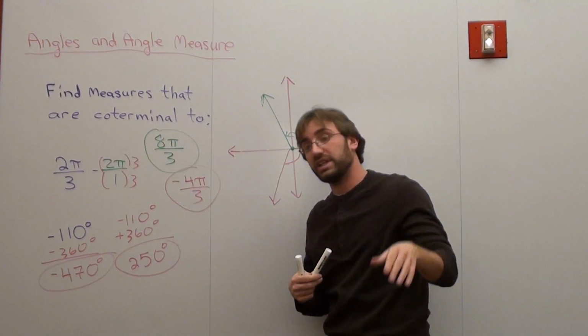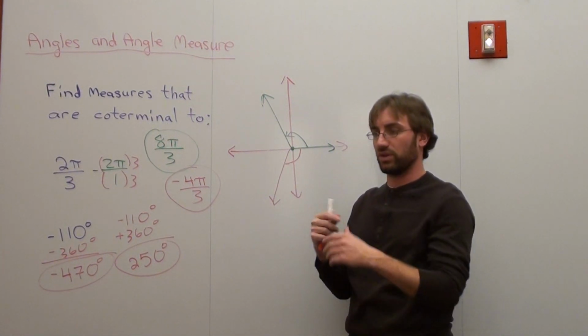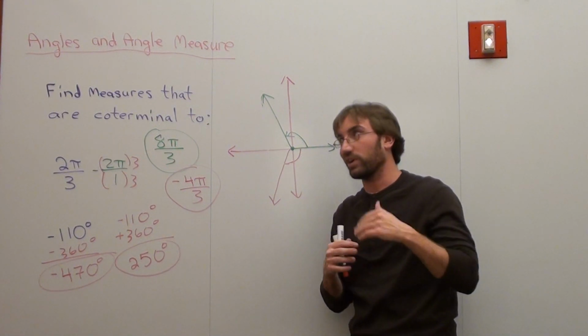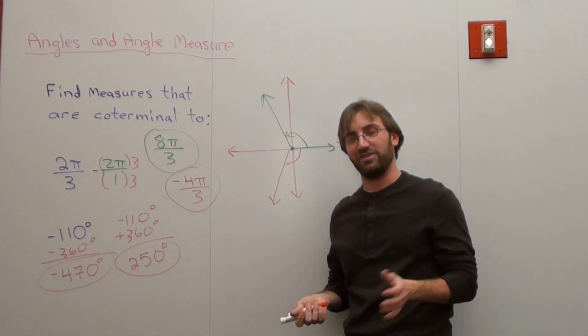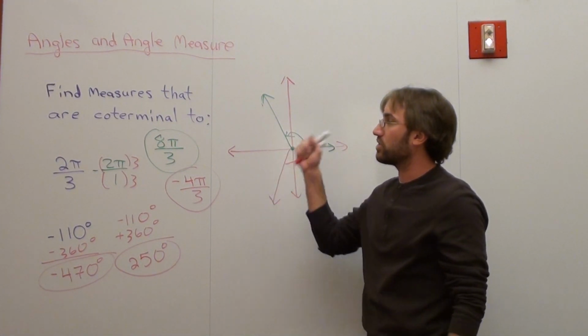Pretty cool, pretty necessary, pretty useful actually when you end up working with more difficult functions. Not functions, but graphs. But to be honest, you don't really need that because students just kind of figure out what a sine or a cosine wave looks like, so it's okay. So those are coterminal.